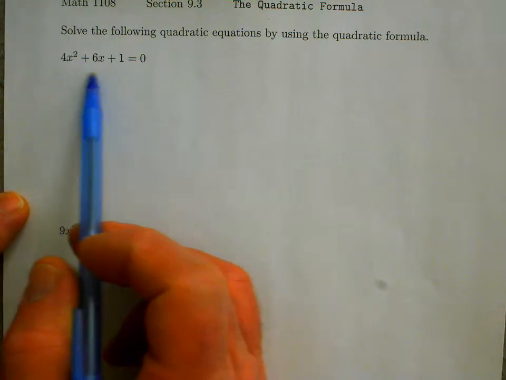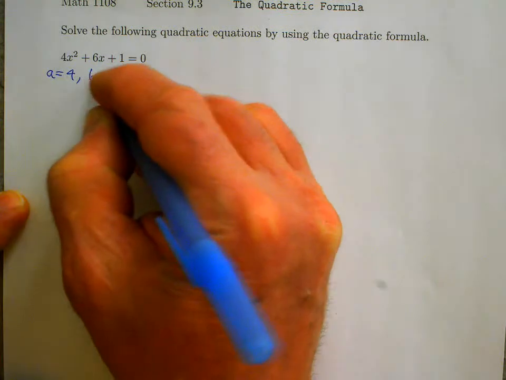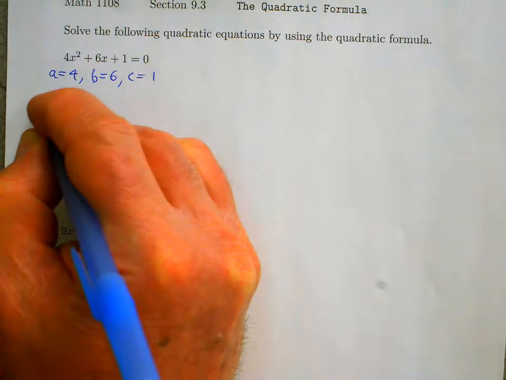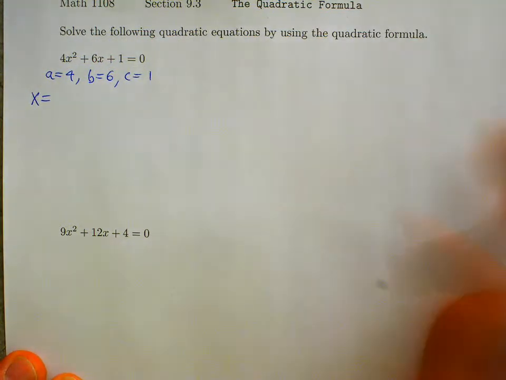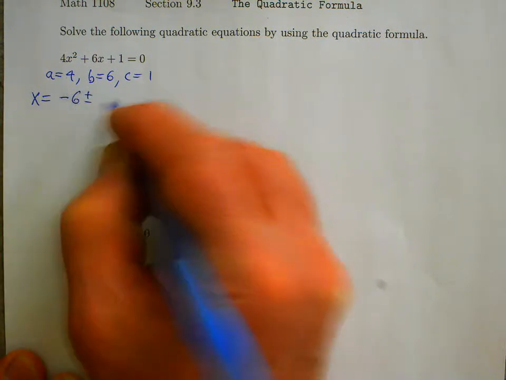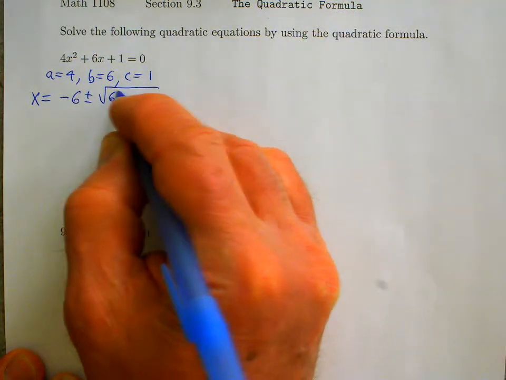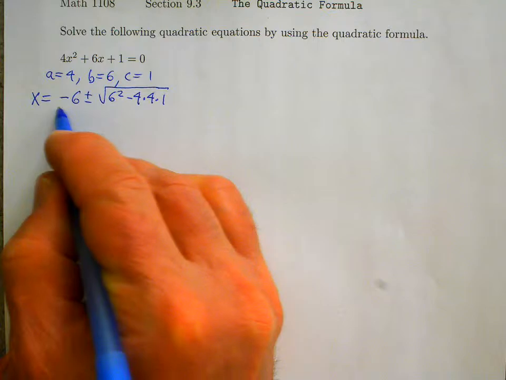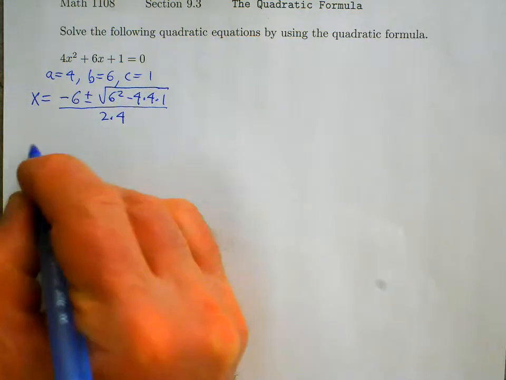For 4x squared plus 6x plus 1 equals 0, a is 4, b is 6, and c is 1. And you should memorize the quadratic formula, or at least be able to derive it like we did. So x equals negative b, so negative 6 plus and minus the square root of b squared minus 4ac. So 6 squared minus 4 times 4 times 1. All divided by 2 times 4. And then do the arithmetic.